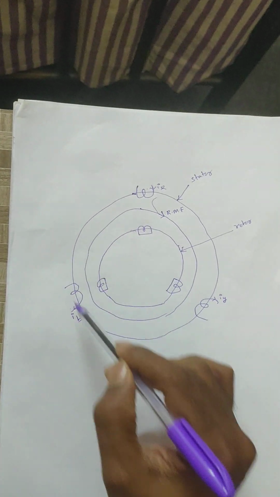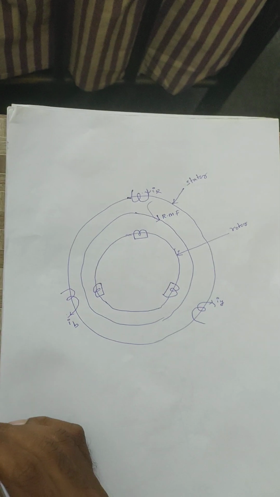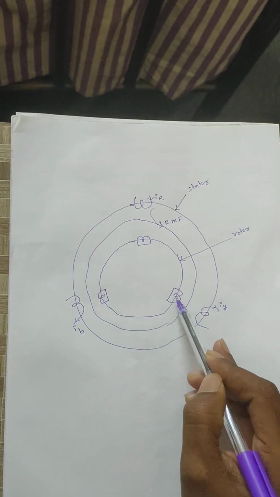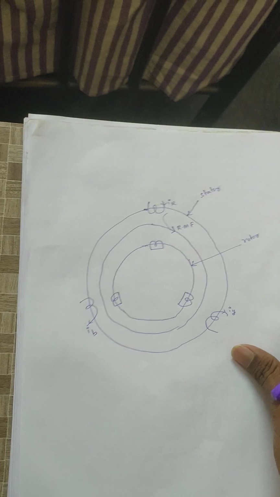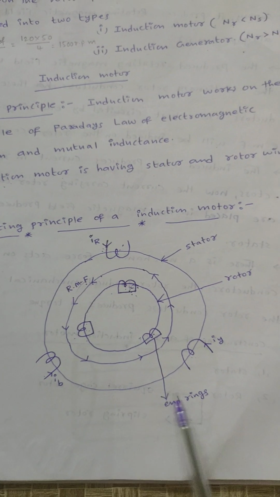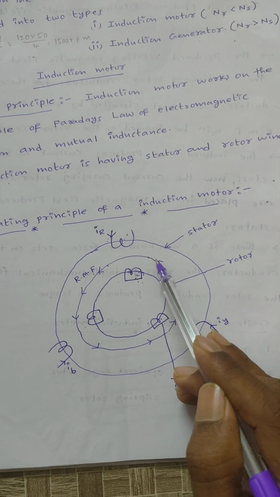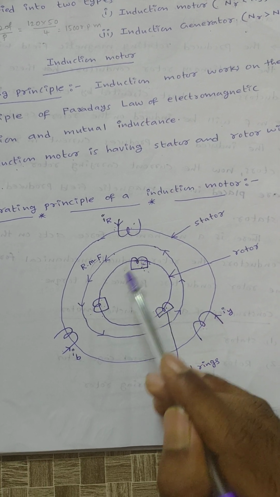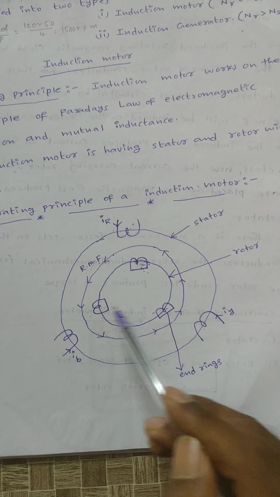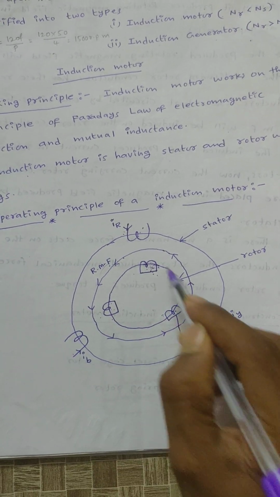Now see here, when the three-phase AC supply is given to the stator winding, it produces a rotating magnetic field in the air gap. The produced rotating magnetic field will cut the stationary rotor conductors. Hence EMF will be induced on these rotor conductors. The produced EMF will circulate current in the rotor conductors.